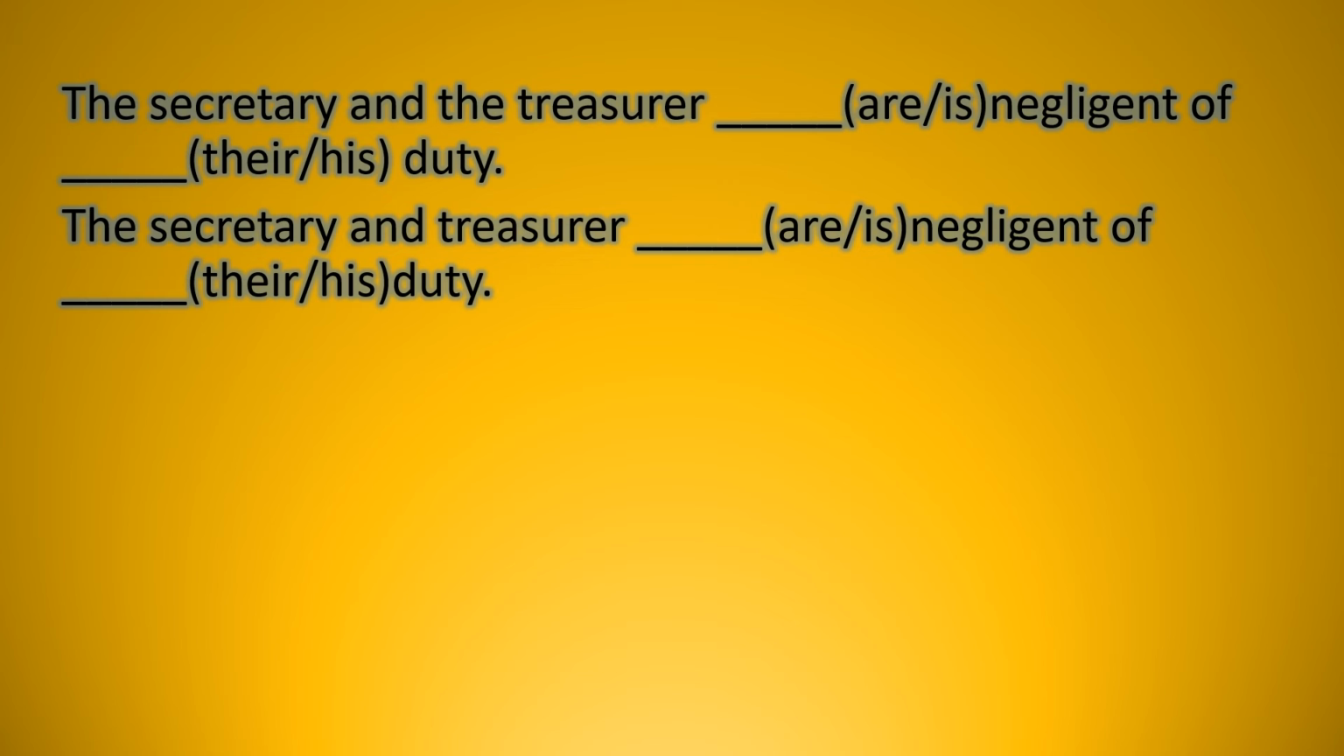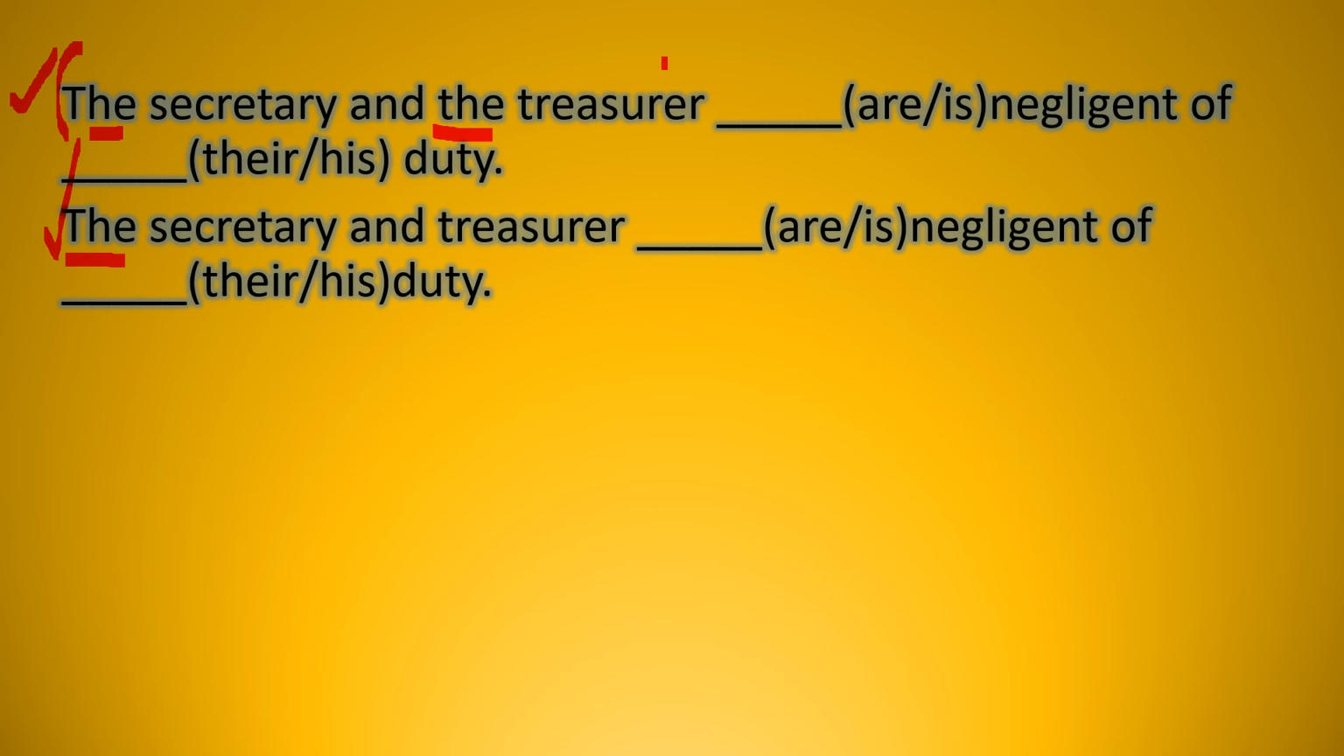Let's discuss one more mistake we make when we write personal pronouns in some sentences. Read the first sentence. The secretary and the treasurer are negligent of their duty. In the second one, the secretary and treasurer is negligent of his duty. Both are not the same. A small difference: here the article the is used before treasurer separately in the first. In the second, the article the is used for the first noun only, not the second noun.